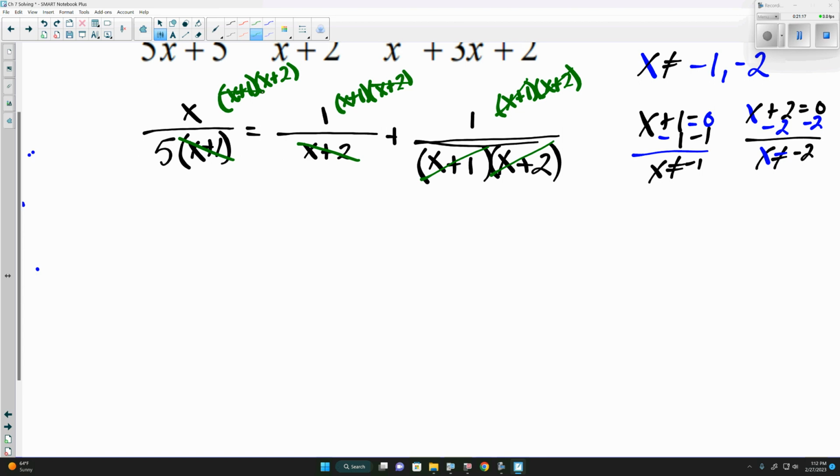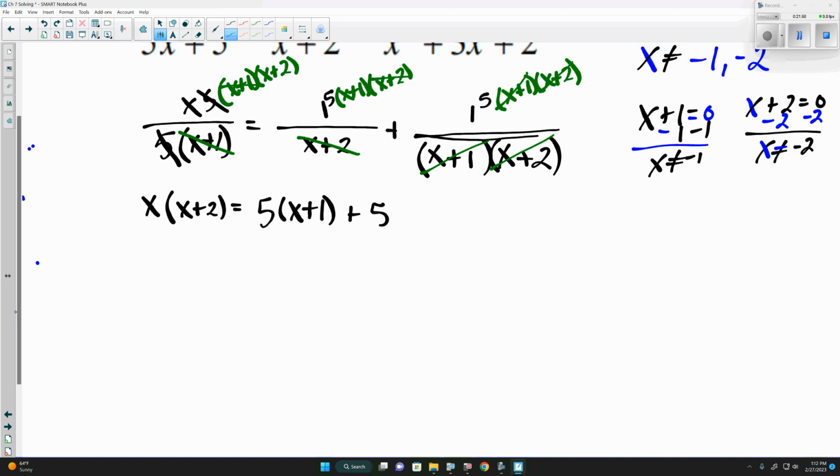All right, we got to multiply everything by 5 as well. So the 5 is not a part of our restrictions, but is something we need to multiply everything by. So x times (x plus 2) plus 5 times (x plus 1) plus 5 times 1, which is 5.